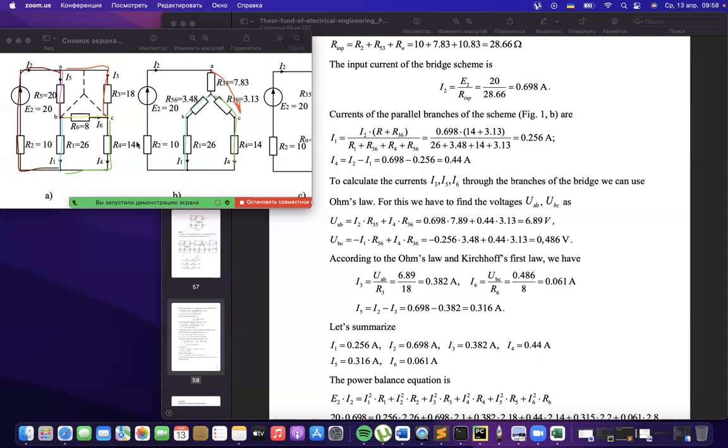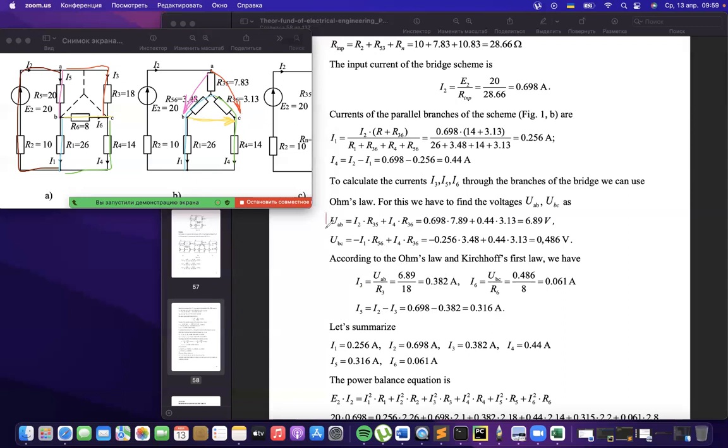The same is for current I6. If we find voltage BC and divide it by R6, we could find I6 current. And from voltage AB, we should find current I5. It means that from the star after transformation, we should return to our triangle, to voltages in our triangle, to find these currents. This is how we do it.